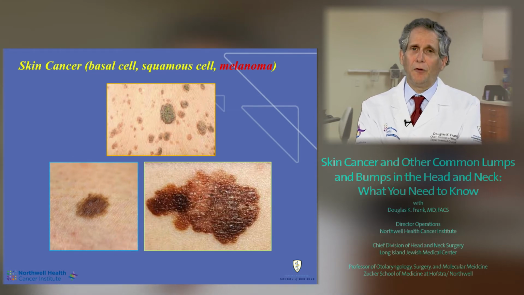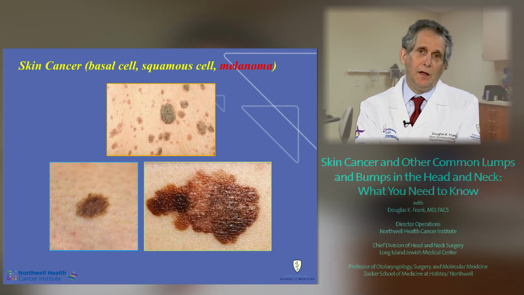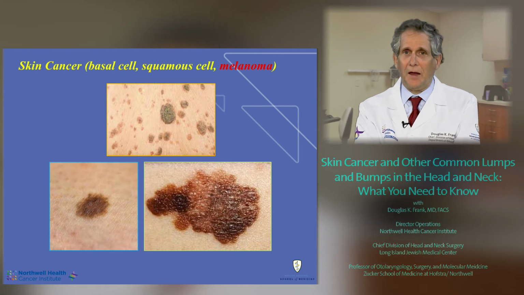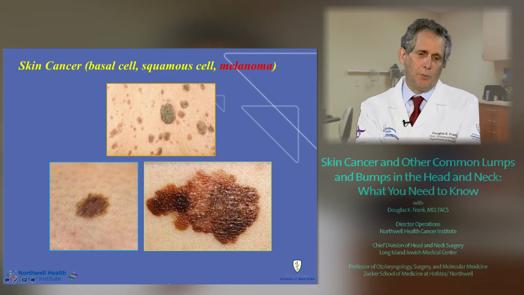And the growth on the right, with that variegation, is raised in some areas and flat in other areas. It's dark in some areas, and pale and less dark in others. That would be very, very concerning for melanoma. You also notice that the borders of the growth are somewhat irregular. I would be very concerned about that growth in the office for a malignant melanoma.